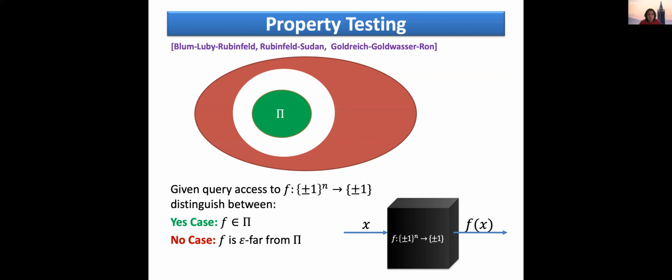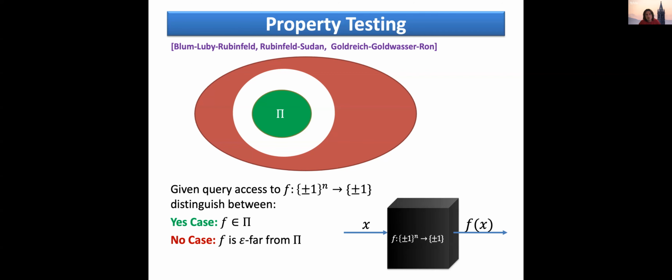First, by query access, we mean that I have access to some black box, and I can give this black box an input x, which is just n plus or minus 1s, and the black box will tell me what the value f of x is. Just spit it back out to me. I don't want to use this box. It's expensive to use this box. I want to use it as little as possible, but I have access to it.